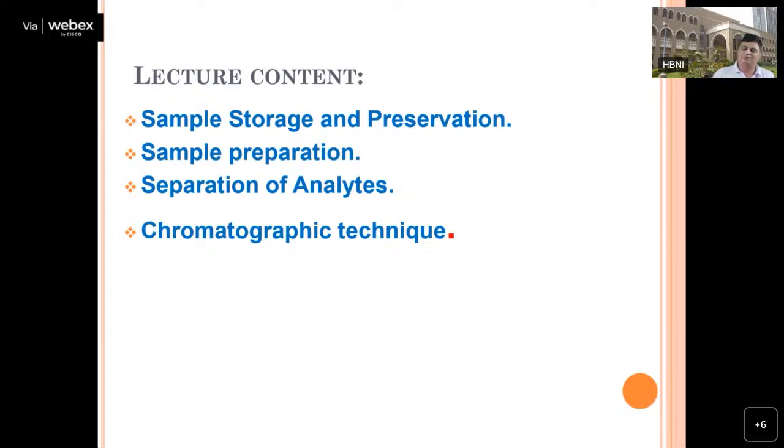Sample preparation means that whatever physical state you collected the samples in, it is not possible to evaluate the concentration of the analyte of interest in that physical state. So you need sample preparation, and we will discuss how to make various kinds of sample preparations. And then after sample preparation, it is not necessary that you will do the analysis in one go. That is the separation of the analyte, and there are various processes for it.